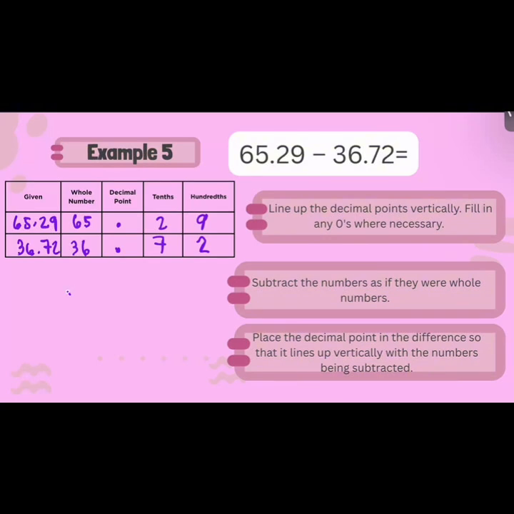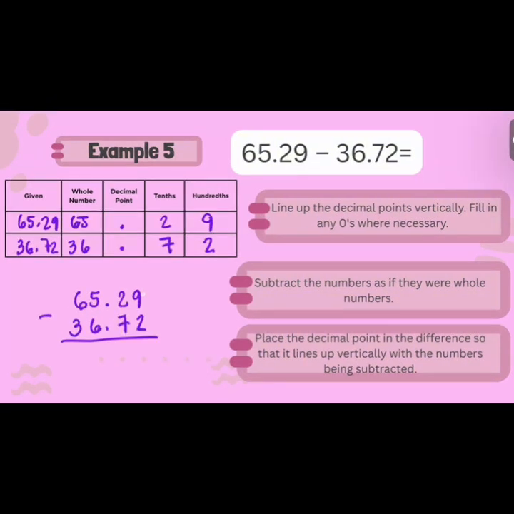Okay, so therefore, let's rewrite the given 65 and 29 hundredths minus 36 and 72 hundredths. Proceed with subtraction. So 9 minus 2, that is 7. Next is 2 minus 7. So cannot be, therefore we need to borrow. So magbaborrow tayo kay ones. So si ones magiging 4 at si 2 ay magiging 12.